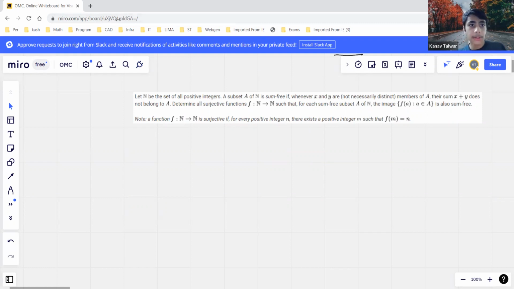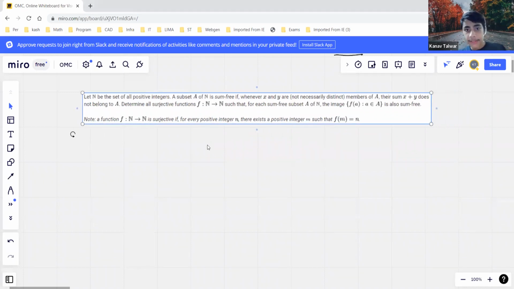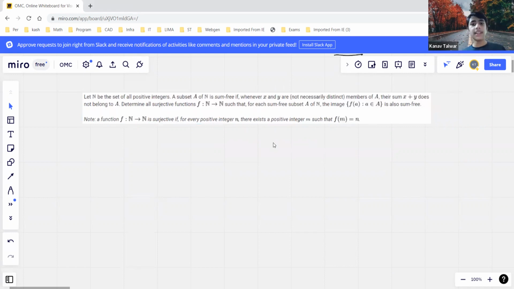So let N be the set of positive integers. A subset A of N is sum free if whenever x and y, not necessarily distinct, are members of A, the sum x plus y does not belong to A. Determine all surjective functions f from N to N such that for each sum free set A, the image f of a, where a is in A, is also sum free.